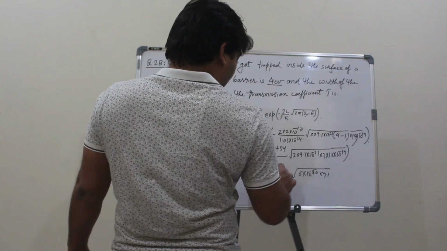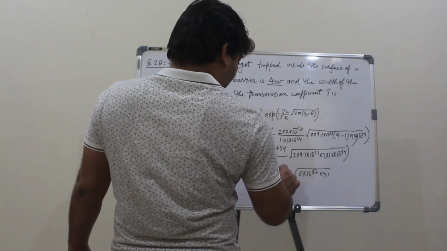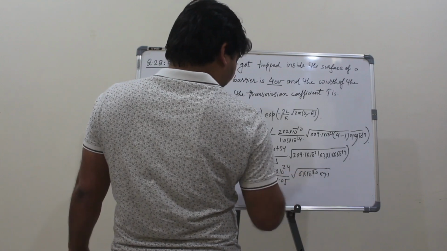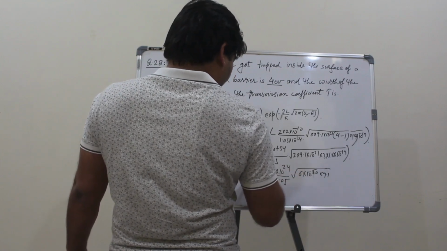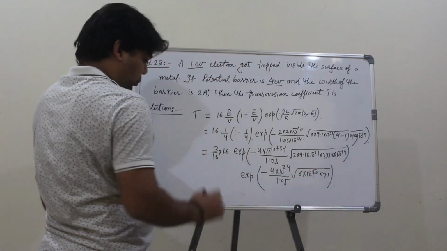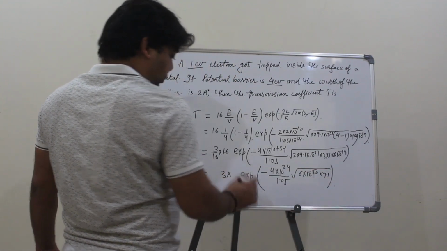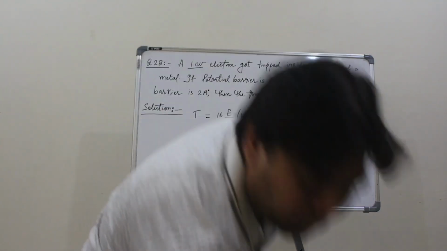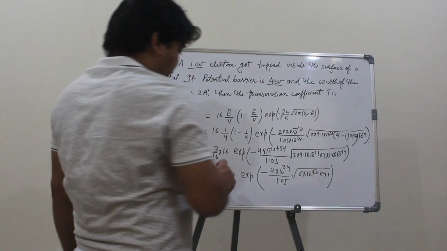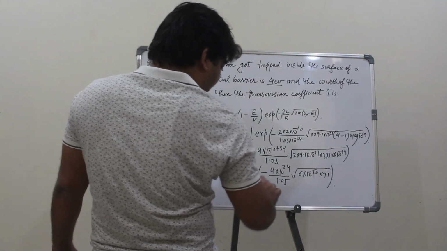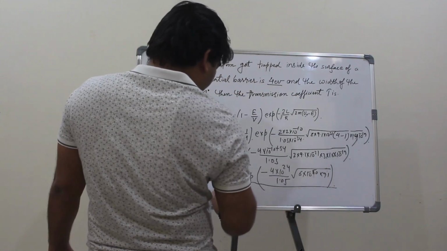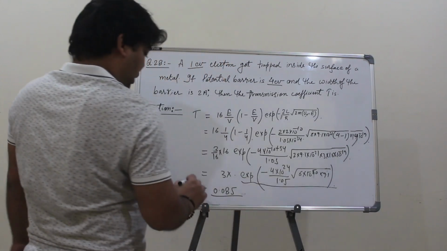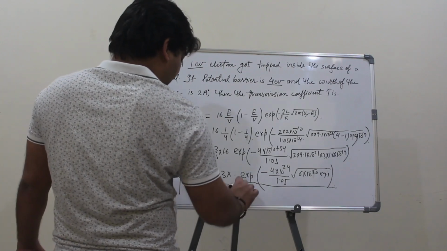And this is minus 4 into 10 to the power 24 divided by 1.05, exponential, multiplied by 3. So this gives you some answer which you can further simplify. It gives you 0.0085 as the answer. Right? This is the answer we have.